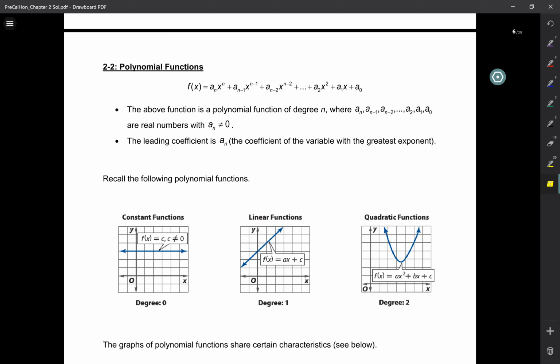All right, so today we're going to tackle 2.2, which is about polynomial functions. Let's first talk about what a polynomial function is. So here we've got an example in general form of a polynomial function. The degree is n. So if you look here, this is the highest exponent.